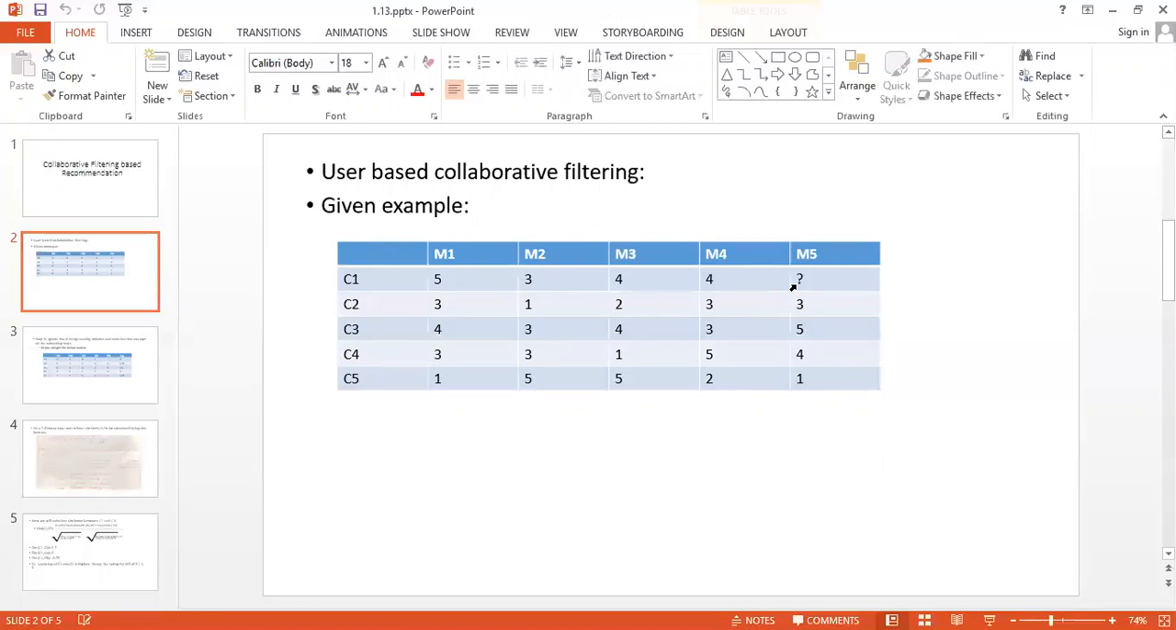Now here customer 1 has not given a rating to movie 5, and other customers have given ratings to all the movies. Then what we have to do is find out, on the basis of these ratings given by different customers to the different movies, if customer 1 is going to rate movie 5, then what will be the rating? This we have to find out in the user-based collaborative filtering method. So this is the table which shows ratings given by all the customers to all the movies.